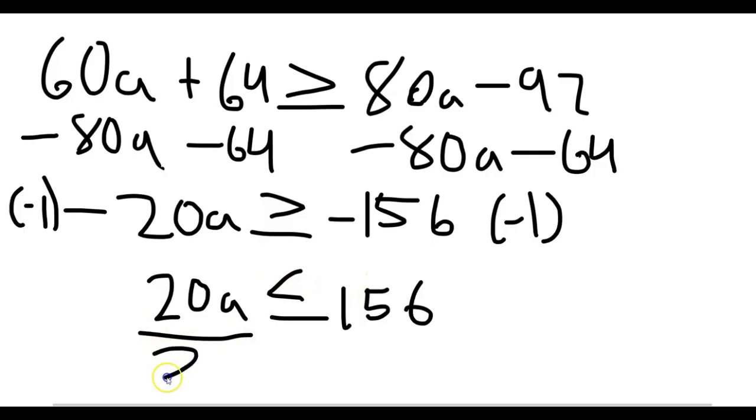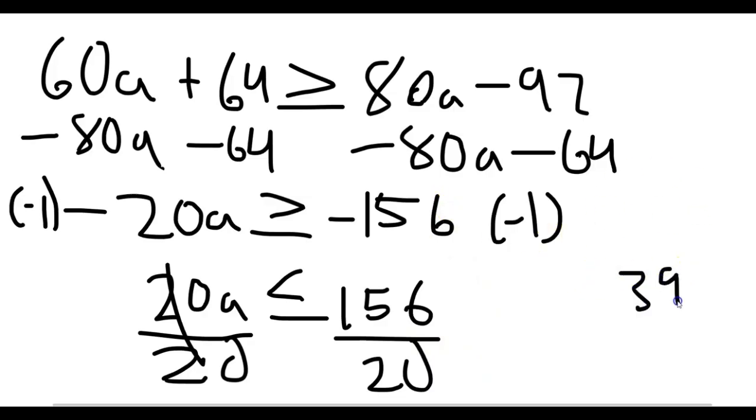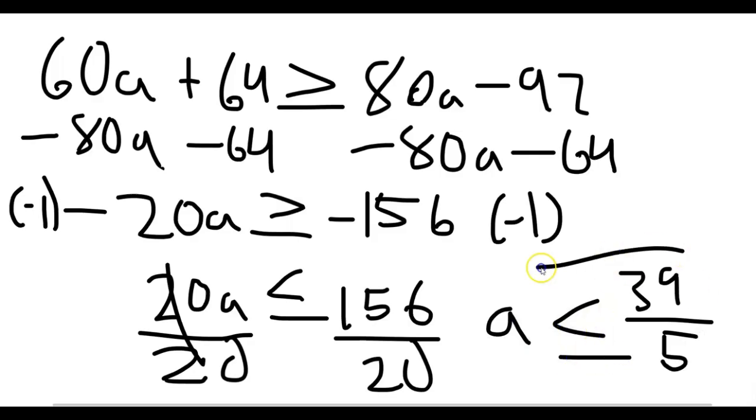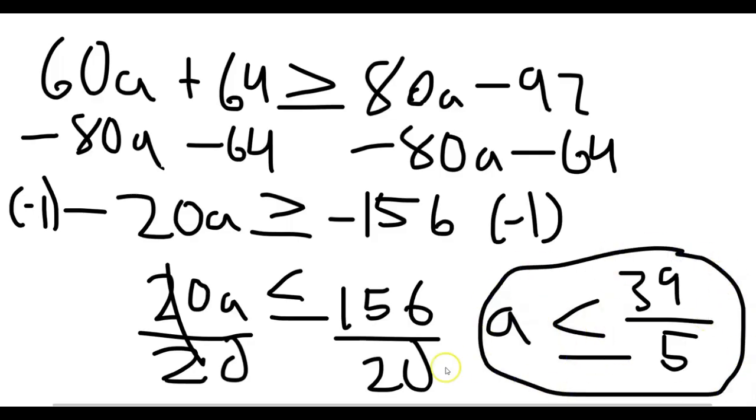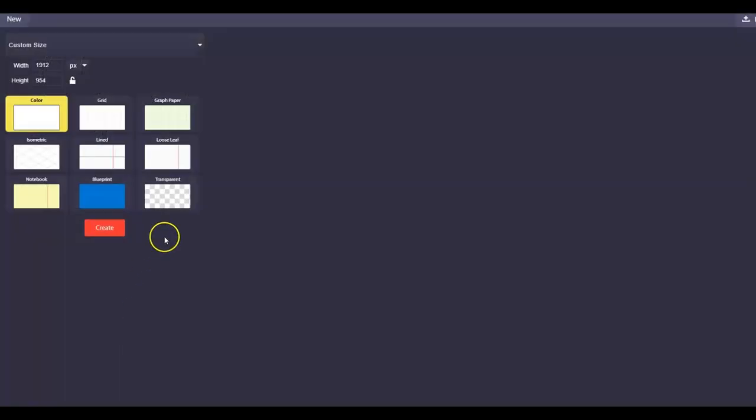Now we just divide both sides by 20, and this just turns to 1. 1 times a is just a, and 156 divided by 20 simplifies down to 39 over 5, and then we'll have a is less than or equal to 39 over 5, and this would be our final answer. Let's do another one.